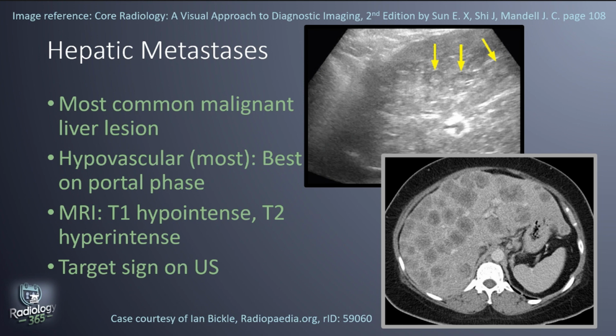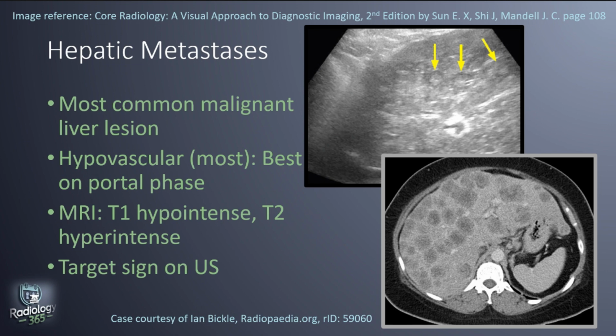One particularly helpful ultrasound feature is the target sign. That's where you see a hypoechoic rim with a slightly more echogenic center. Remember, if you see multiple liver lesions, especially with varied appearance, metastases are the likeliest cause until proven otherwise, even more so than HCC in some cases.